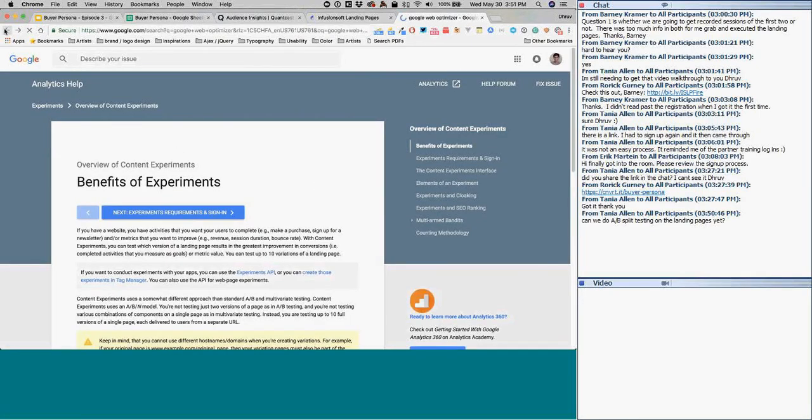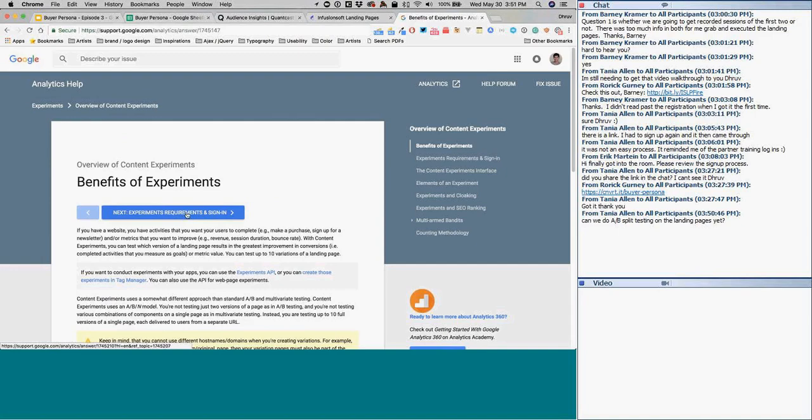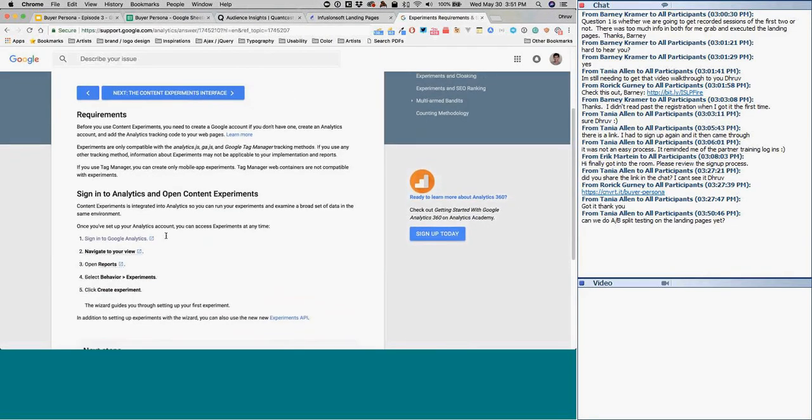I'll share the link of Google Web Optimizer with you. I think they changed the name to something else. It's called Experiments API now or something, but it allows you to create those experiments for your business also.